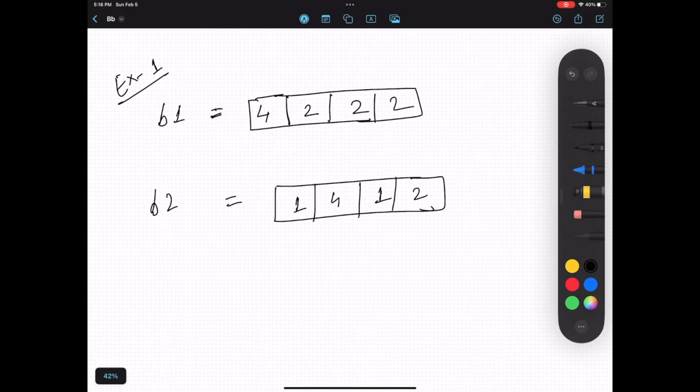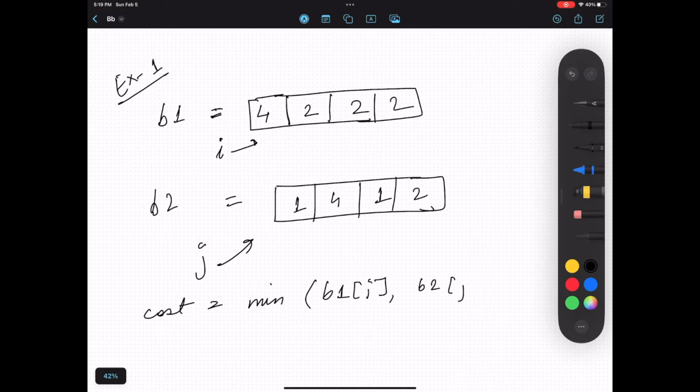How can we do that? We are permitted the operation where we can pick any index i in B1 and any index j in B2, and then swap the values at those two indices. By doing that, we want to make sure that in the end our baskets look exactly the same. There is a cost associated with each swap operation, and that cost is min of B1[i] and B2[j]. So this is the cost.